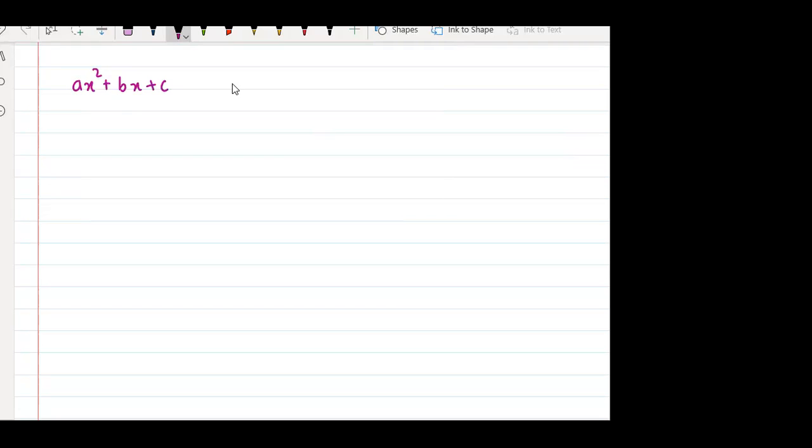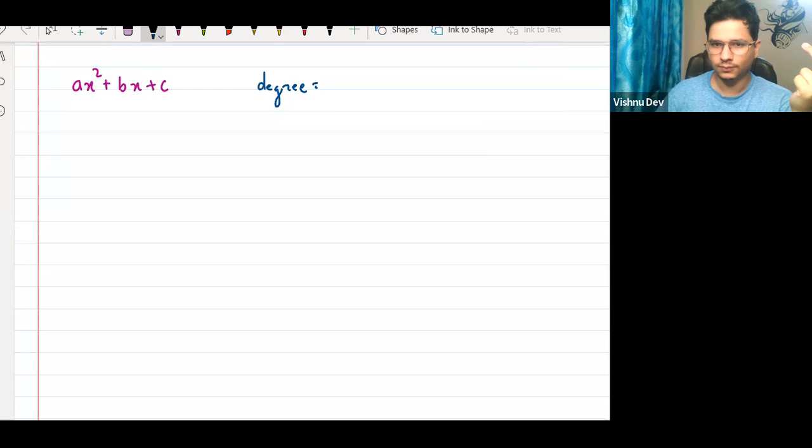Now, let us see. What is the degree over here? Degree is the highest power of the variable. So what is the degree, everyone? Yes, correct. Degree is 2. Now, when you talk about the number of terms, it is the number of different terms. It is 3, correct.